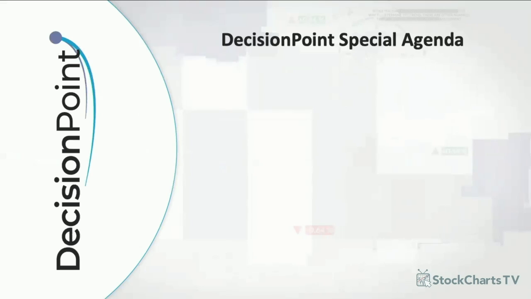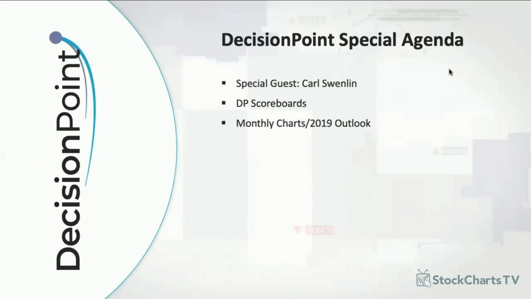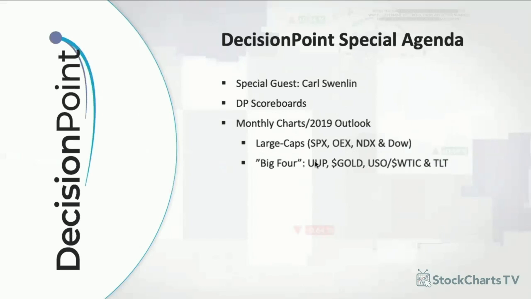So let's get started. We do have a lot to cover here in a very short amount of time, and we want to get as much in as possible. So we're going to be going over the Decision Point scoreboards, and of course, we have our special guest here, Carl. Monthly charts, we're going to look at and give you our 2019 outlook. We're going to look at the large caps. We'll certainly be spending the most time on the S&P 500, but we'll probably give a quick peek at the other large caps as well.